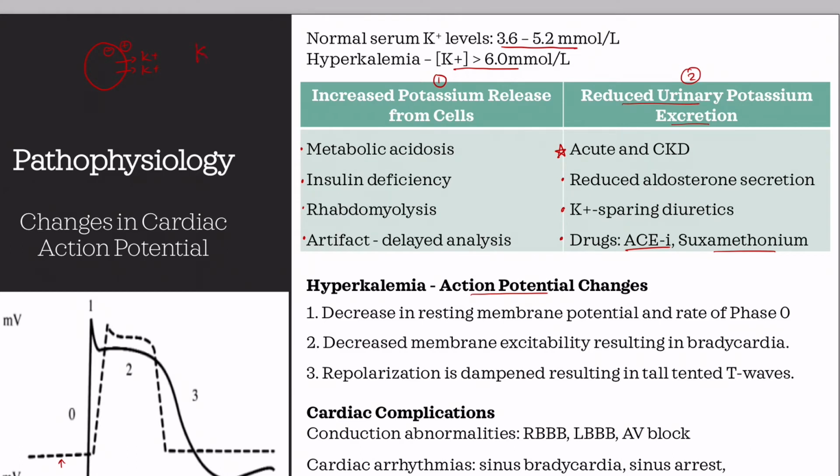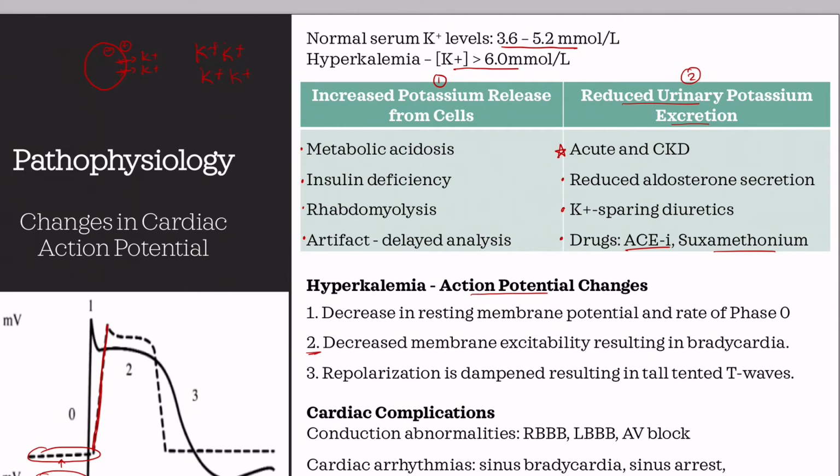And in hyperkalemia, when you have a lot of potassium that's already outside the cell, this process of removing potassium from the cell is impaired. So you don't have as much potassium leaking out, and for this, your resting membrane potential is less negative than what occurs normally. Okay, so hyperkalemia also has an impact on phase 0, and this is the depolarization phase. And as described here in point 2, there's decreased membrane excitability resulting in bradycardia.